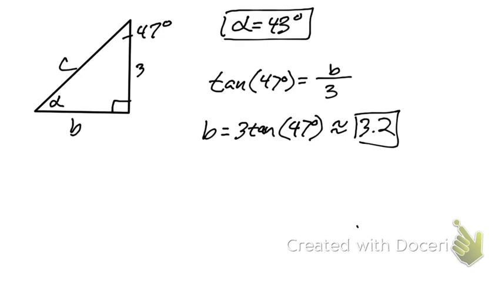And now to get C, you could really do A squared plus B squared equals C squared. Or you could use, like, I guess, cosine. You could say the cosine of 47 is 3 over C, and then solve it that way.